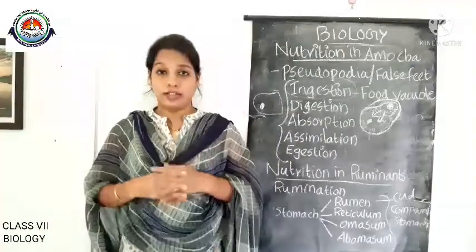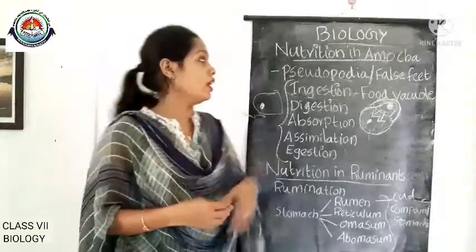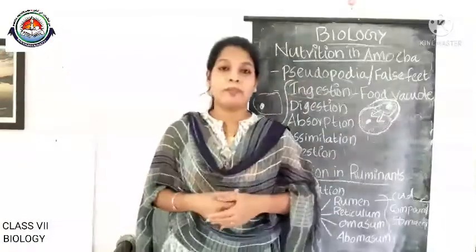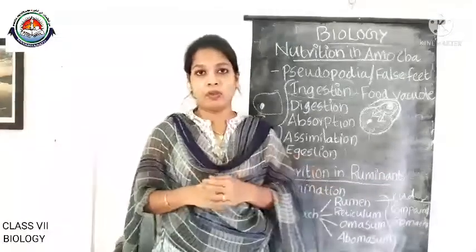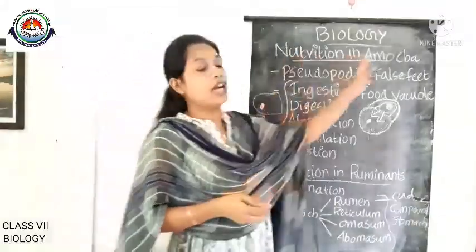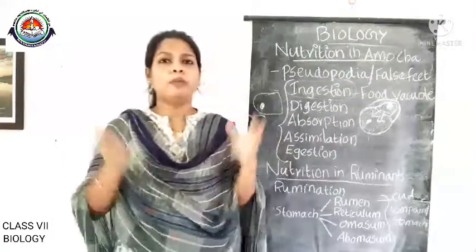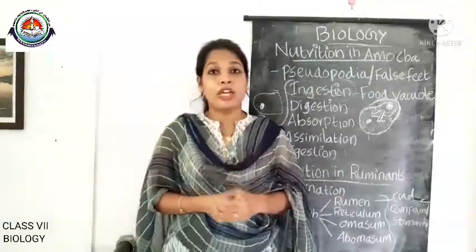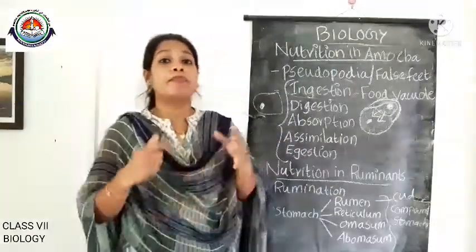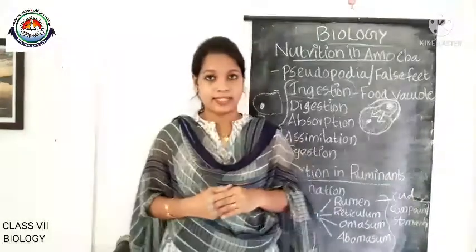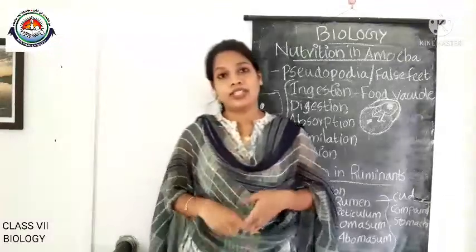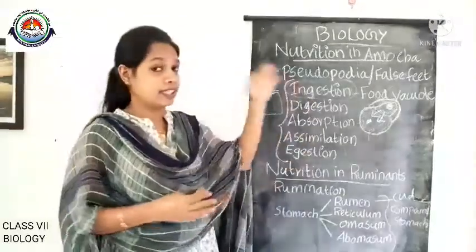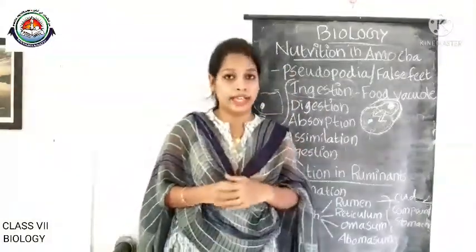In today's live class, we discussed nutrition in amoeba and also started nutrition in ruminants. Okay, first, nutrition in amoeba. Amoeba is what kind of an organism? It is a single-celled and microscopic organism present in pools, ponds, lakes, ditches, etc. Amoeba is a single-celled microscopic organism.